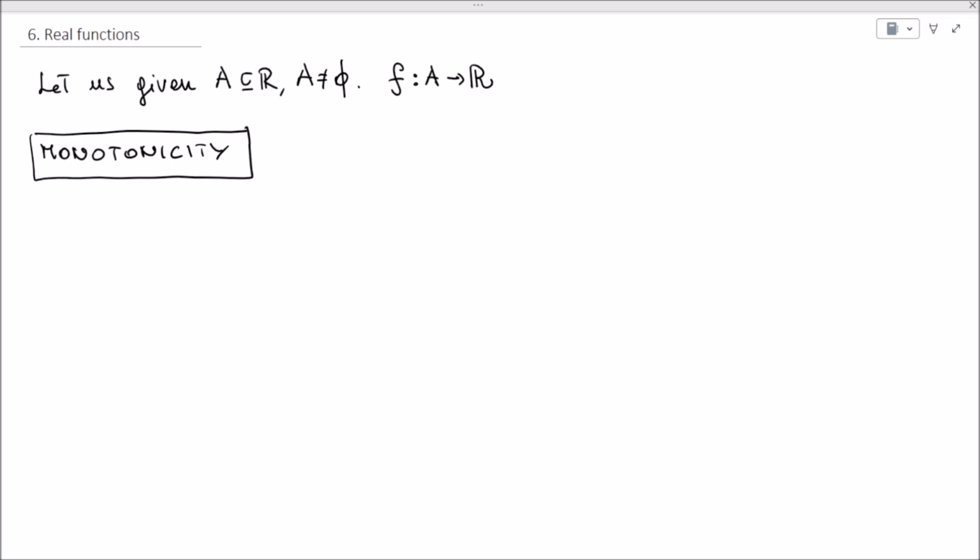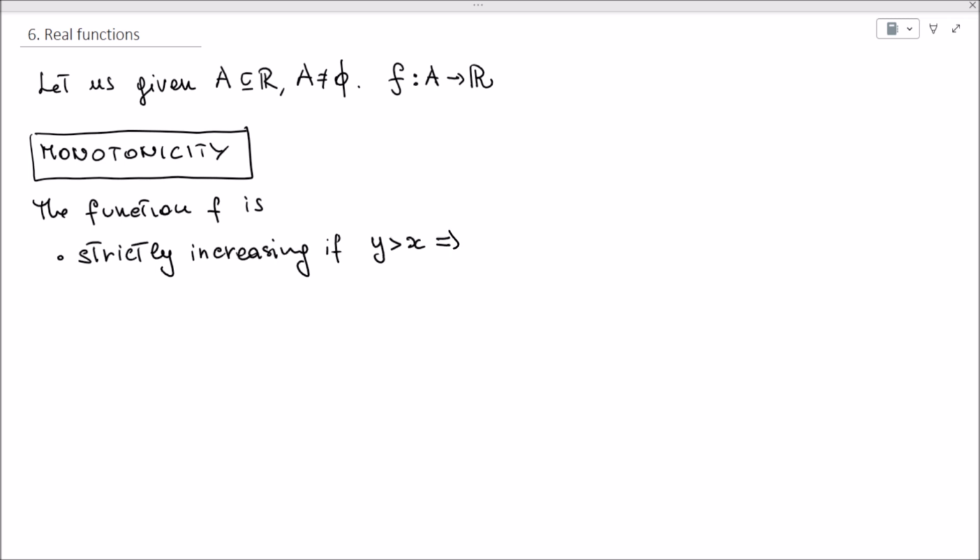Now, there are four types of monotonicity. We say that the function f is strictly increasing if y larger than x implies that f of y is larger than f of x. Graphically, that means that if we move from x to y, we have a function that is just increasing in this way. So a function like this is clearly a strictly increasing function.